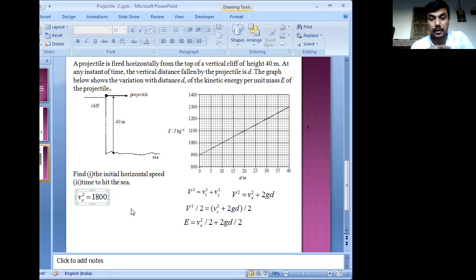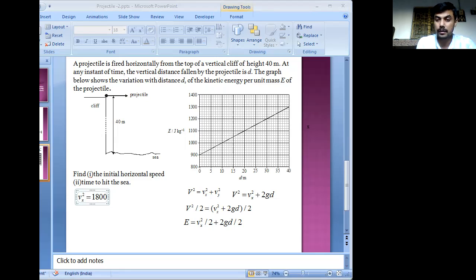Now when the projectile hit the sea, the final energy per unit mass was 1300. So take a look into this. If it was 1300, then that was v squared by 2. So the final velocity square should have been 2600. See if you can understand this.